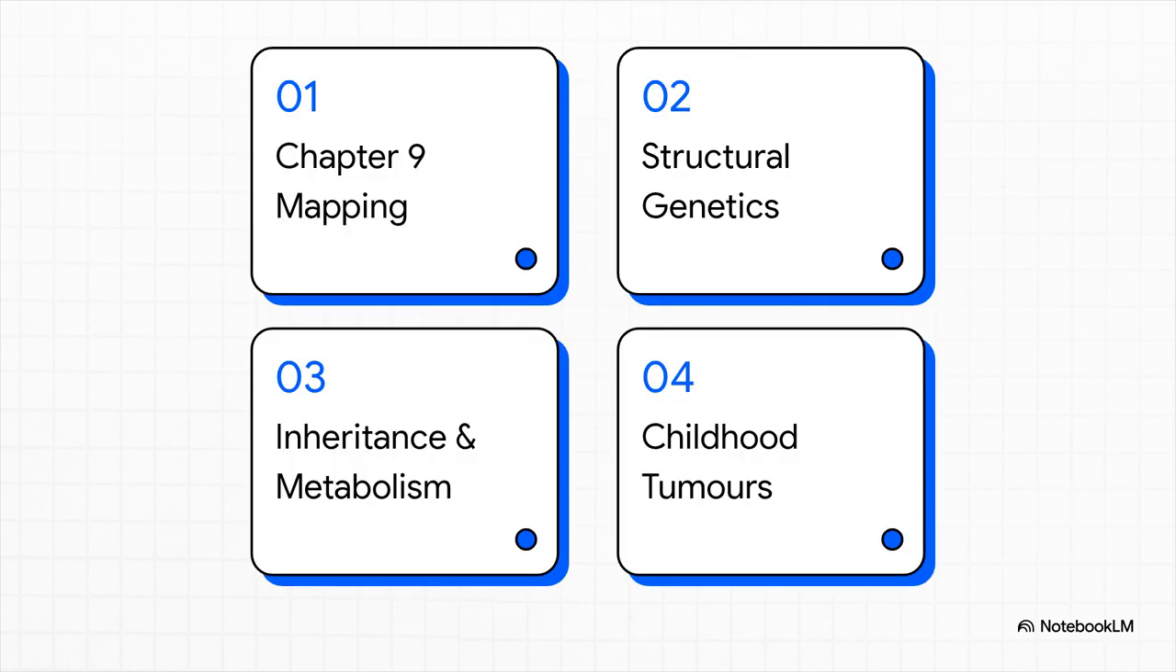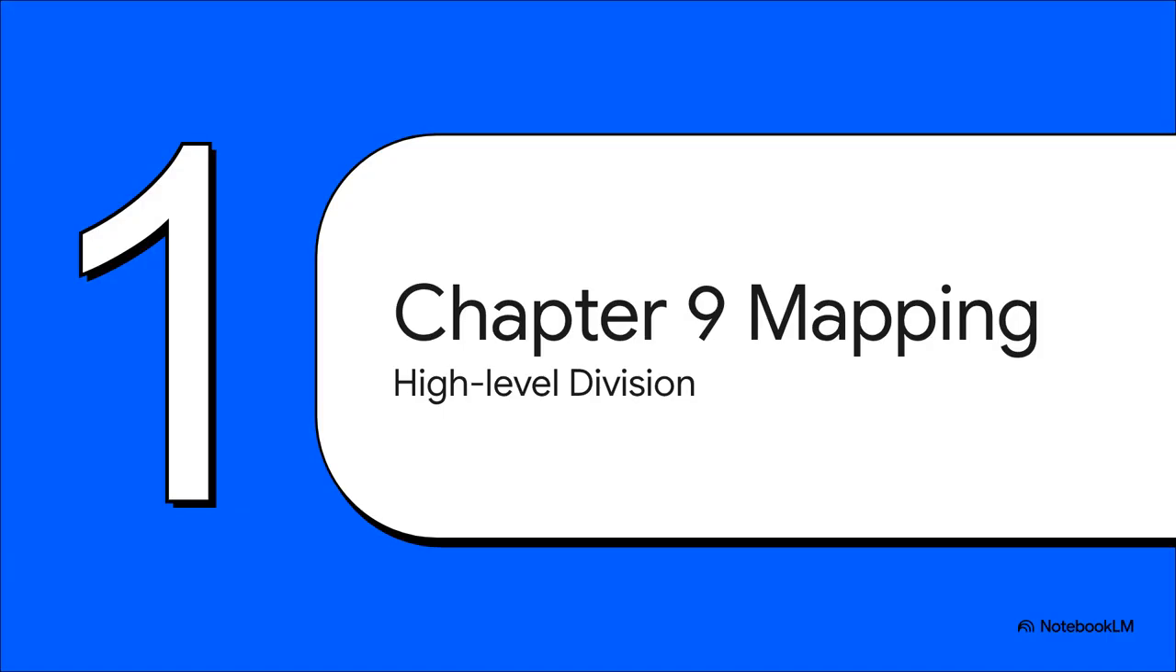So here's our clinical roadmap for this explainer. We'll start by mapping Pathology Chapter 9 overall, then we'll dive into structural genetic abnormalities, followed by inheritance and metabolic errors, and finally wrap things up with childhood and infancy tumors. Let's get right into it. Kicking off Section 1, Mapping Pathology Chapter 9.